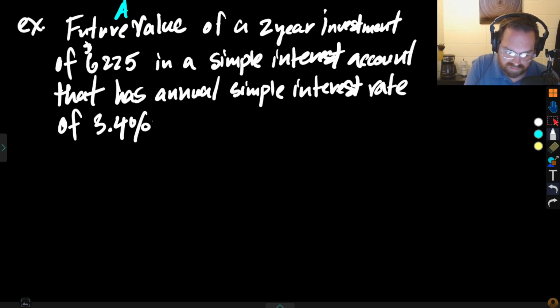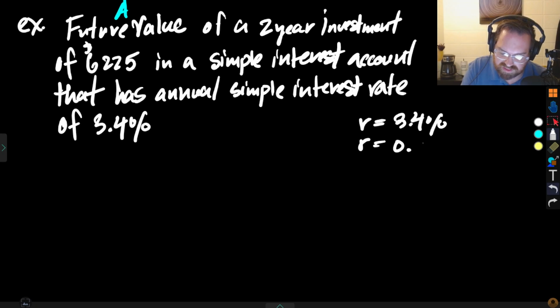0.4%. Okay. So again, on the side, immediately 3.4%. I'm going to convert this to 0.034. Remember, I moved the decimal to the left 2 places. So I'm looking for A.